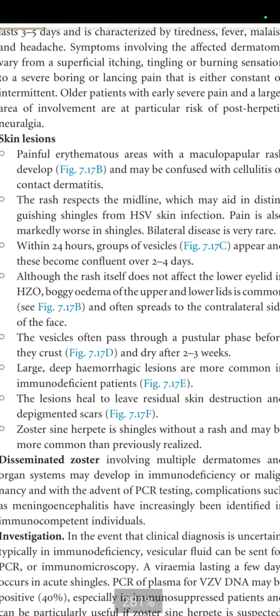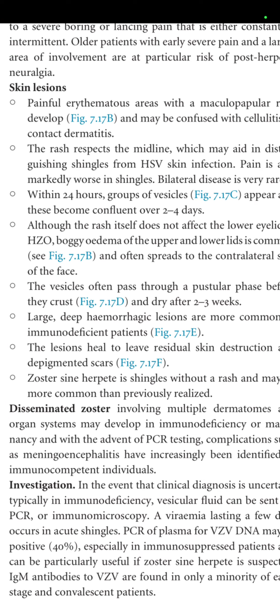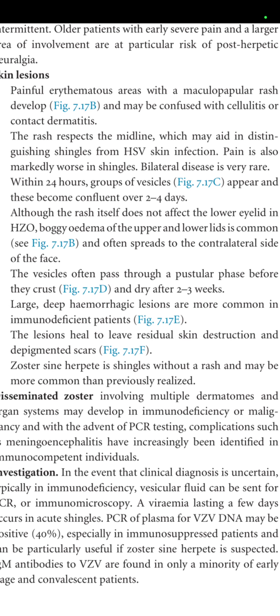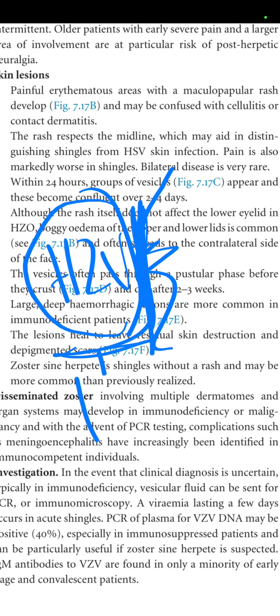But it is very important that the rash respects the midline, which may aid in distinguishing shingles from HSV skin infection. Pain is also markedly worse in shingles. Bilateral disease is very rare. So, very important: HZV is typically unilateral. It does not cross the midline. If it crosses the midline, it is not HZV, it is HSV.